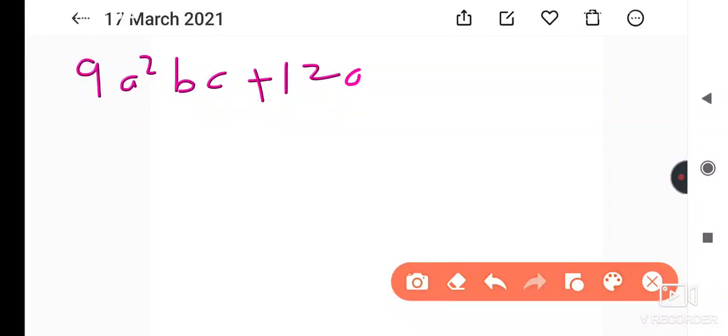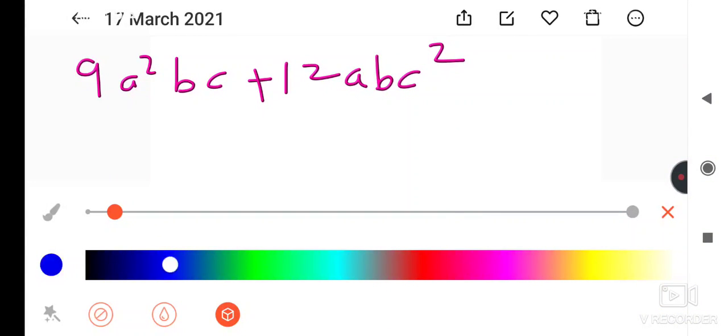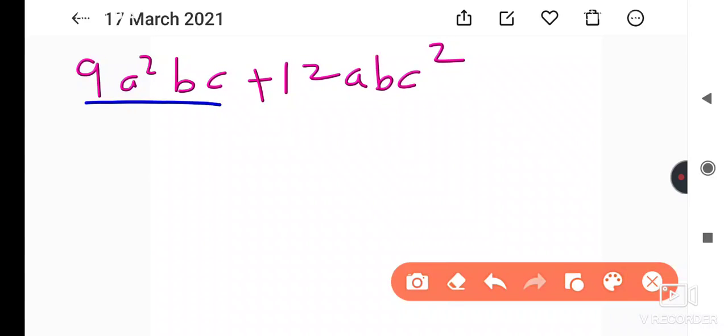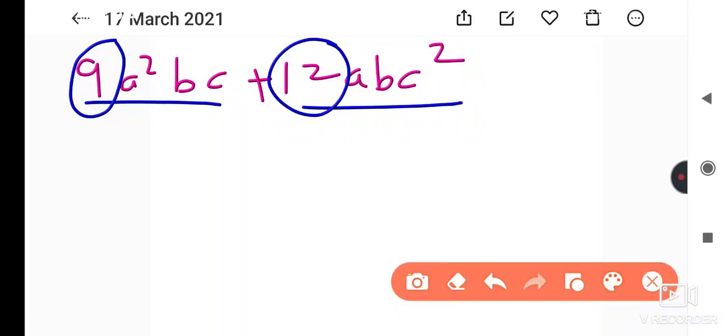12abc square. It is also a binomial because here the addition of two monomials is given, 9a square bc and 12abc square. Okay, as I told you before, the common terms we have to take outside the bracket and the remaining terms we have to write into the bracket. So first we will see the numbers 9 and 12, both are present in which table? 3 table, right? So 3 take it outside.